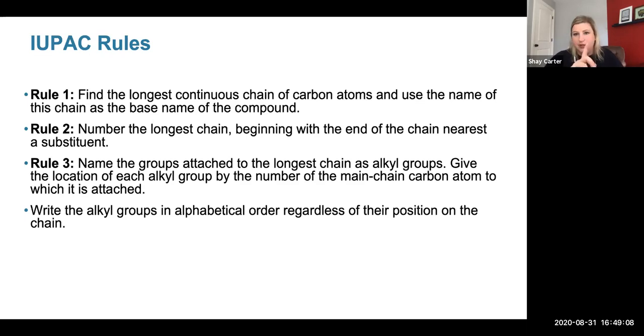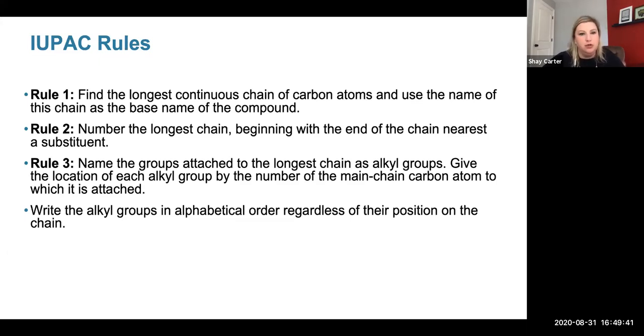The very first thing that you need to do is find the longest continuous chain of carbon atoms and use this chain as the base name of the compound. Sometimes this is called the base chain or the parent chain. You'll hear me call it the parent chain, because that's one way that I usually call it. We number the longest chain beginning with the end of the chain that is nearest a substituent. Okay, and you'll get the hang of this when we apply these rules, okay?